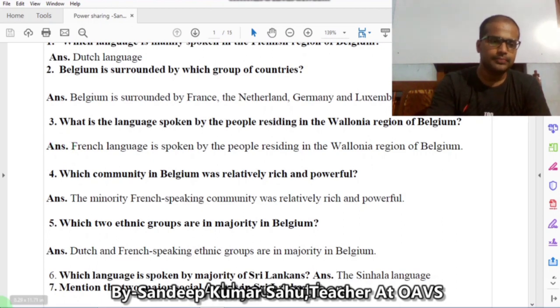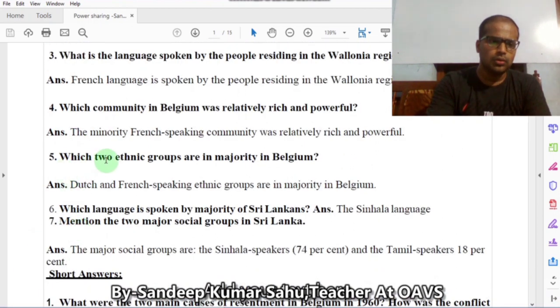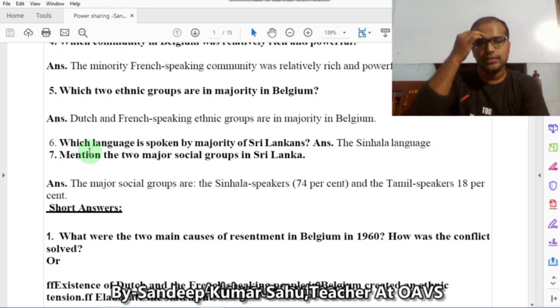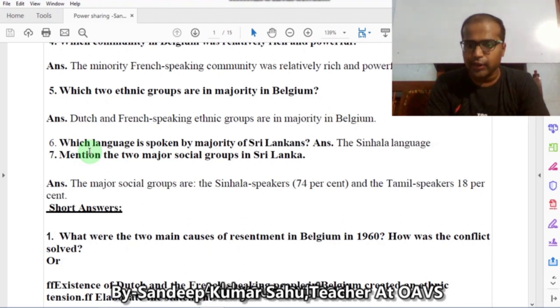Question number 5, which two ethnic groups are in majority in Belgium? So in Belgium there are two ethnic groups, that are Dutch speaking peoples and French speaking peoples. Question number 6, which language is spoken by the majority of Sri Lankans? So mostly Sri Lankans speak the Sinhala language.